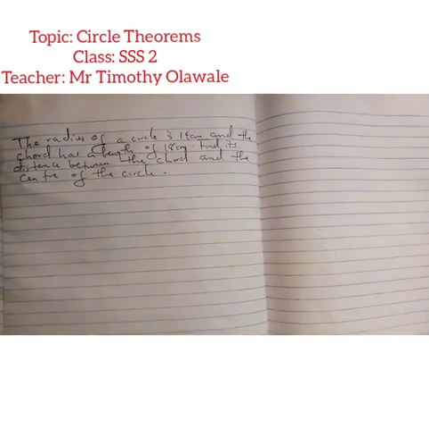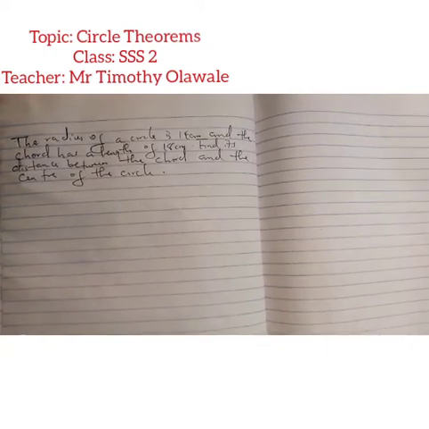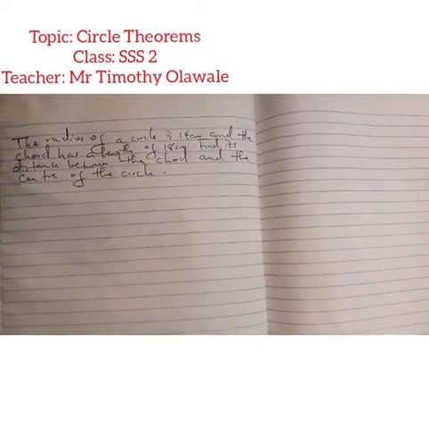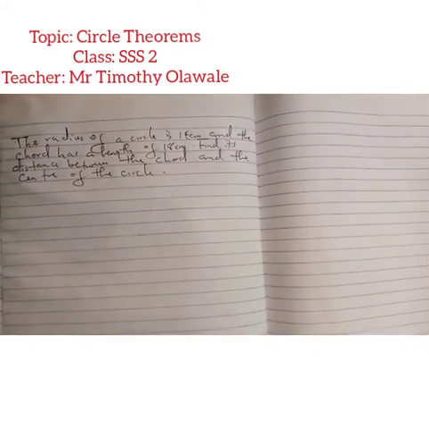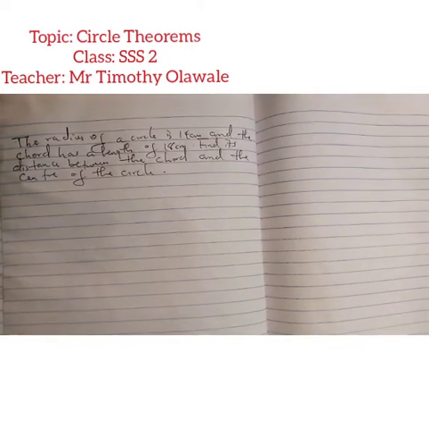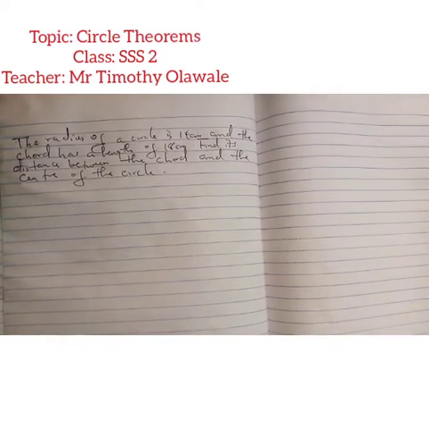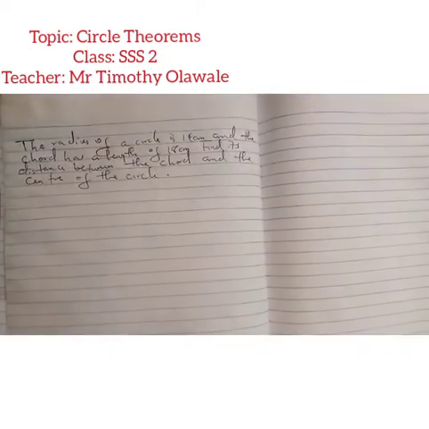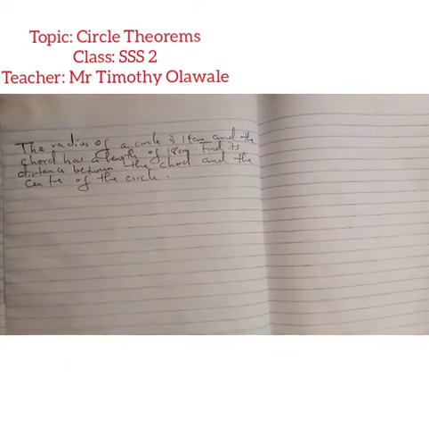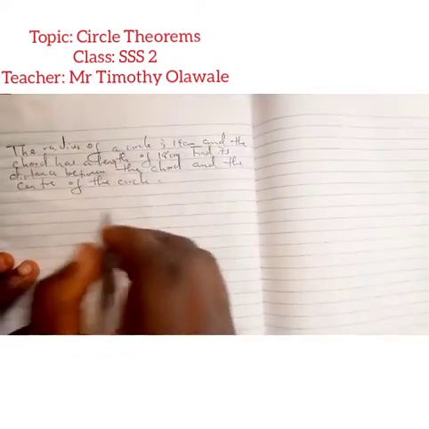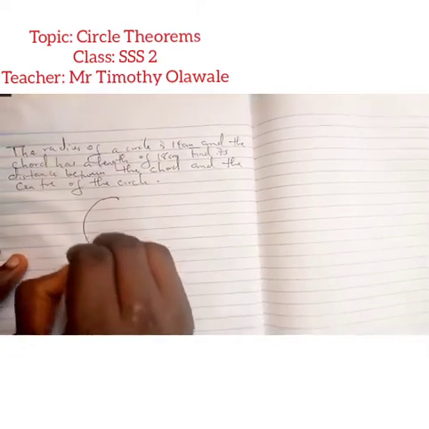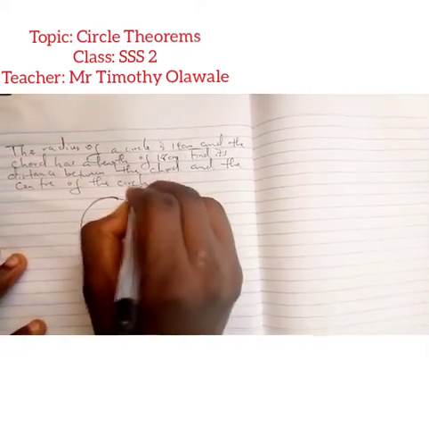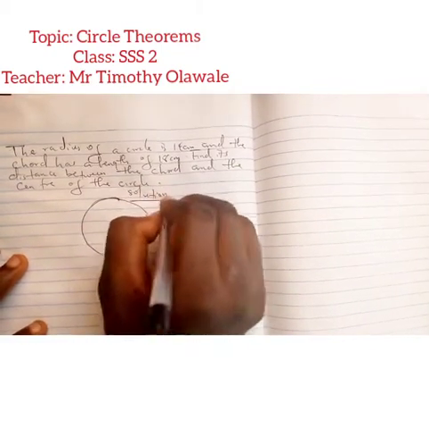The radius of a circle is 14 centimeters and the chord has a length of 18 centimeters. Find the distance between the chord and the center of the circle. So the first thing is we sketch it. If you don't sketch it, you may not get the solution properly.